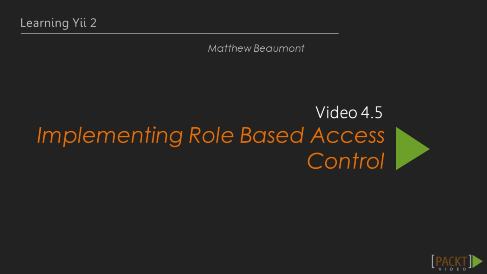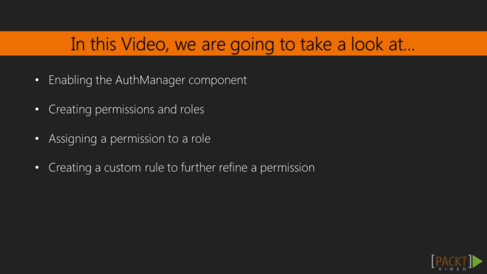This is the fifth and last video of this section, implementing role-based access control. In our last video, we learned how to use ACF to control access to individual pages of our application. If ACF is the broadsword of application security, then RBAC is the surgeon's scalpel. We can create user roles and then assign them permissions in order to control access to almost every aspect of our application. We'll look at how to enable the AuthManager, create permissions and roles, and then how to assign roles to our users.